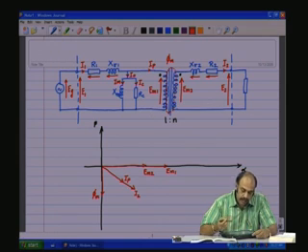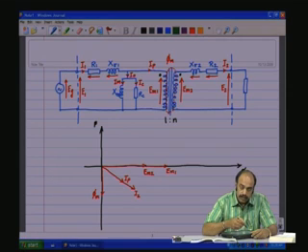Now, on including the core loss component and the magnetizing component, we know that EM1 and the voltage across RC will be in phase, because IC is the core loss component which will be in phase with EM1, and IM is the magnetizing component which will be 90 degrees lagging with respect to EM1. Now, the magnetizing component is going to have a much higher impedance with respect to the core loss component.